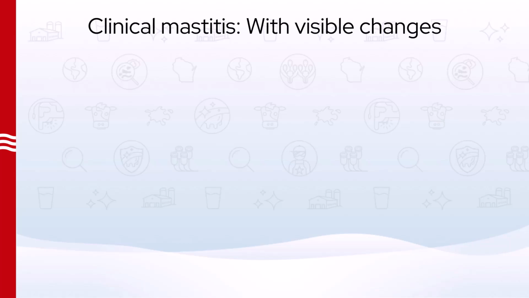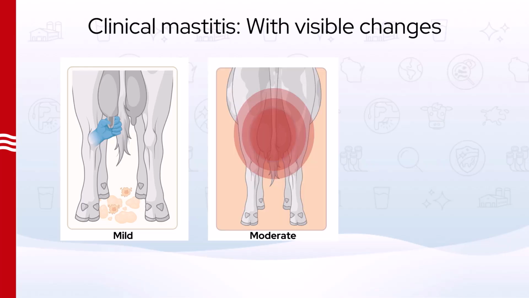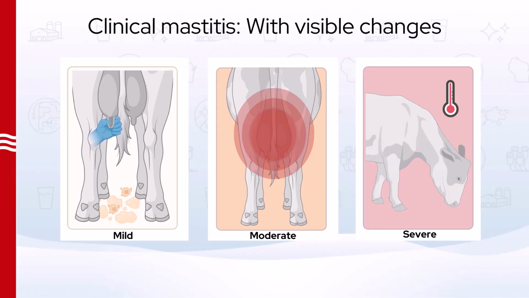In other cases, when the immune response is stronger, we see clear changes. This is called clinical mastitis. Clinical mastitis can be mild, moderate, or severe. In mild cases, the only change is in the milk, which may contain flakes, clots, or appear watery. In moderate cases, the milk may appear abnormal, and additionally, the udder can be swollen, hard, or warm. In severe cases, the cow appears ill. She may be depressed, feverish, dehydrated, off-feed, or weak. These cases are emergencies and must be reported immediately.